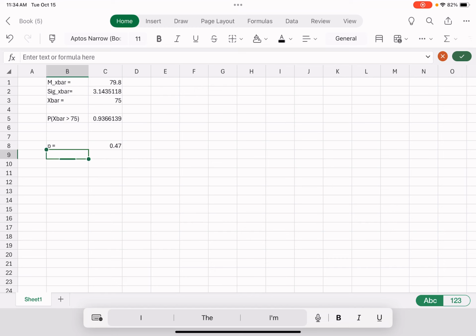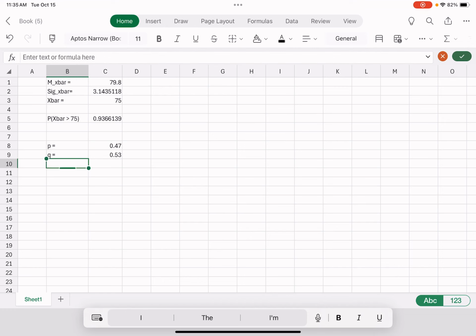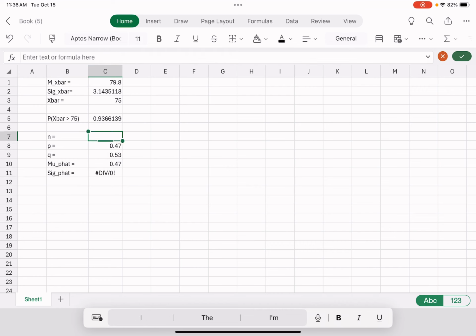And then I also want to put in Q, and that's going to equal 1 minus P. All right, mu P hat is going to equal my population proportion, and sigma P hat will equal the square root of P times Q divided by N. Let's see, so this is going to give me an error. Okay, divided by N, and that's going to be 50, and there it is.